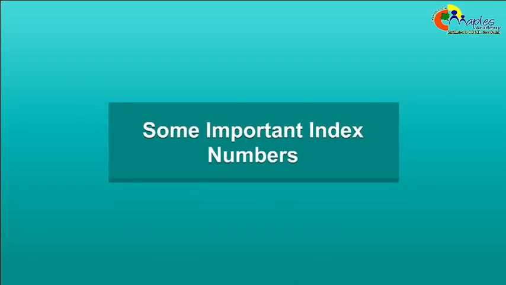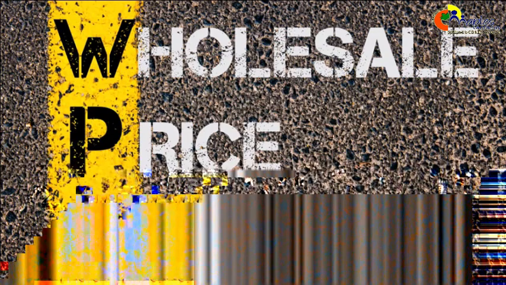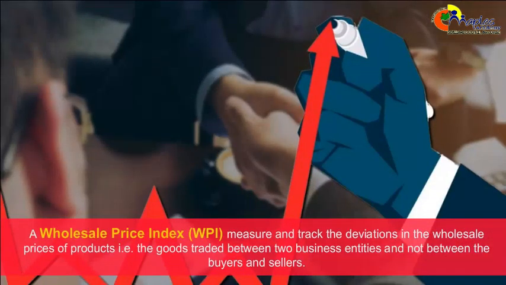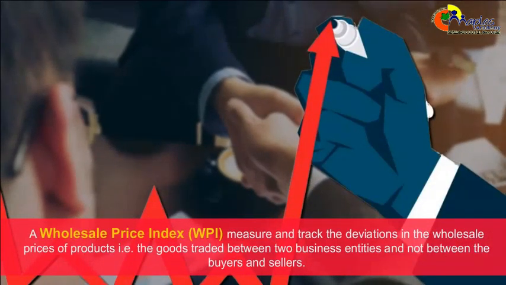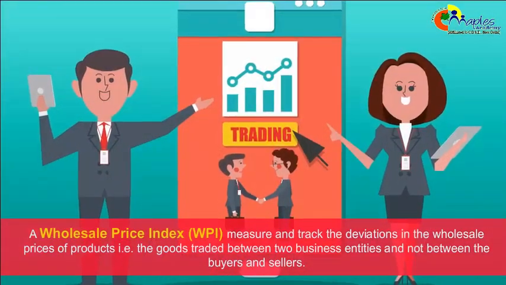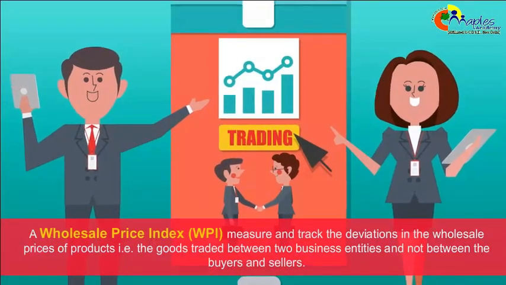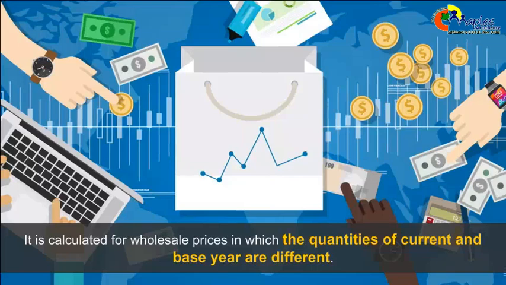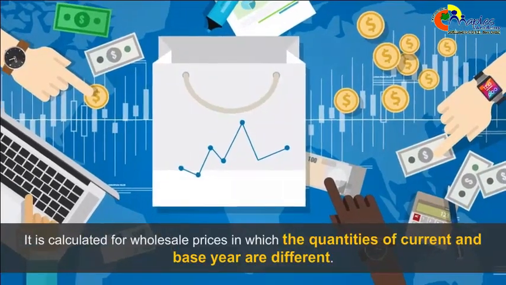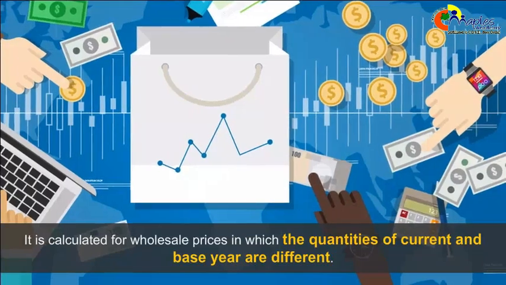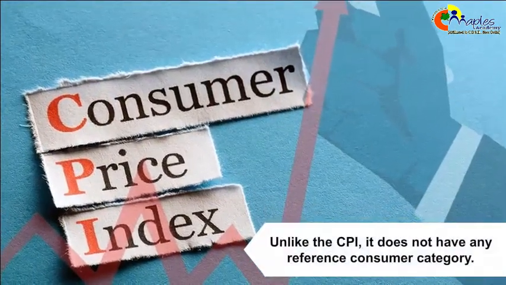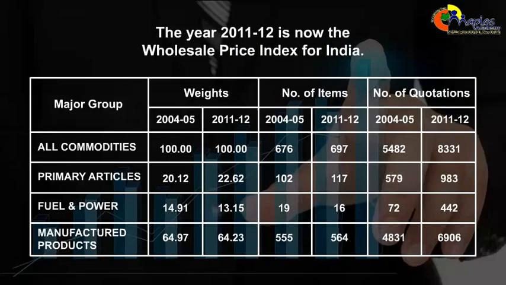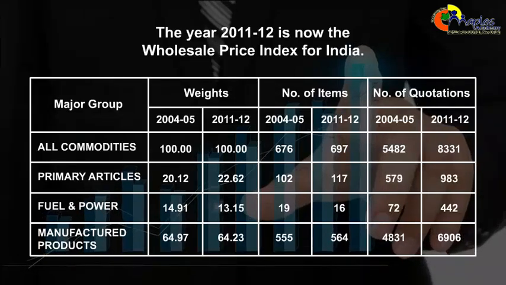Some important index numbers. Wholesale Price Index. A Wholesale Price Index (WPI) measures and tracks the deviations in the wholesale prices of products, that is, the goods traded between two business entities and not between the buyers and sellers. It is calculated for wholesale prices in which the quantities of current and base year are different. Unlike the CPI, it does not have any reference consumer category. The year 2011-12 is now the base year of the wholesale price index for India.